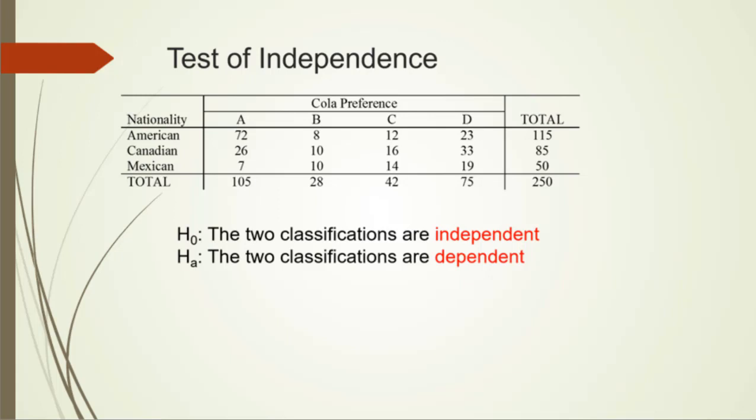The null statement for the test of independence would be that the two classifications, namely the nationality and cola preference, are independent, and the alternative would be that they are dependent. Again, this is in accord with what we have described before. The null is the statement for no effect, and the alternative is the statement for there is an effect.